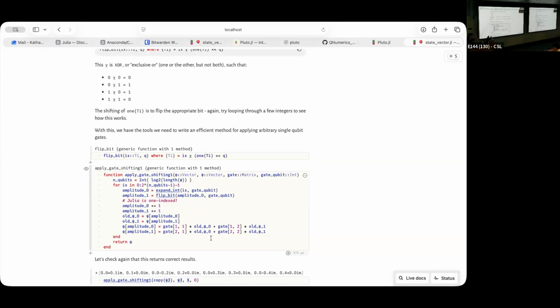Oh, there's a question, yeah. Could you explain the X gate in a 2-qubit system using these bit shifts?